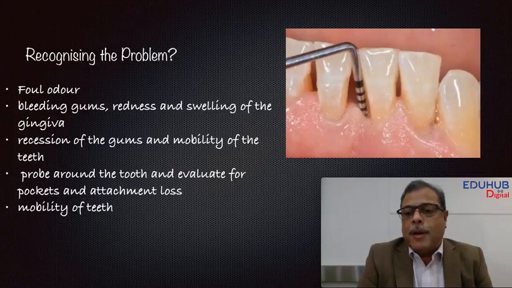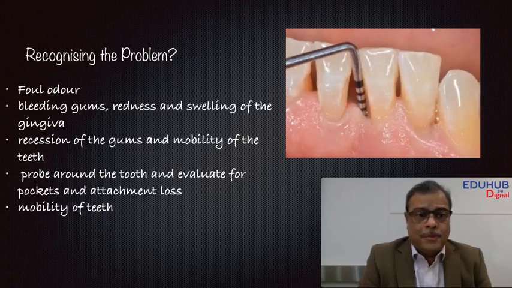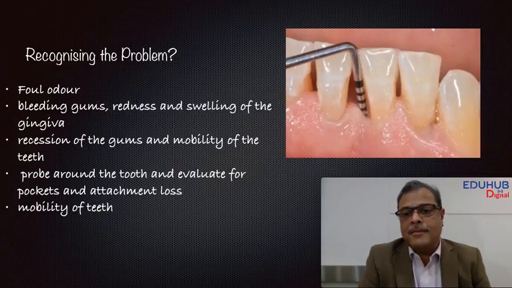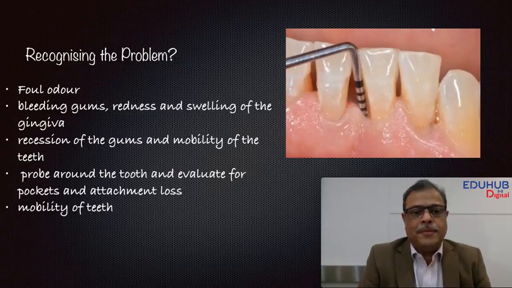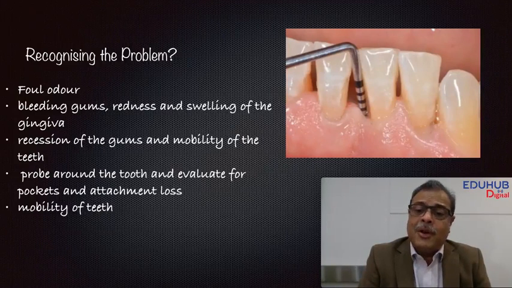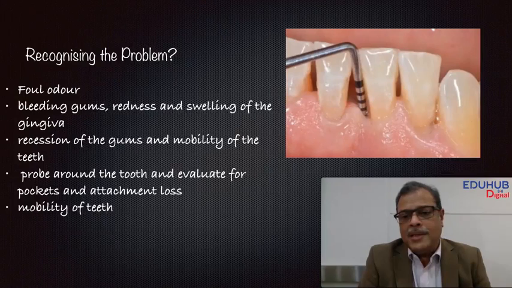How do you recognize the problem when you have multiple teeth which have got periodontal problems? Patient can complain of foul odor, sometimes bleeding gums, pus discharge, recession of the gums, mobility of the teeth. You can probe into these areas, check the pocket depth, see whether the attachment has been lost. And all these things will allow you to make a chart or work on a chart and assess the overall health of the tooth and see whether this tooth can be saved on a long-term perspective. And long-term I mean is at least 8 to 10 years.